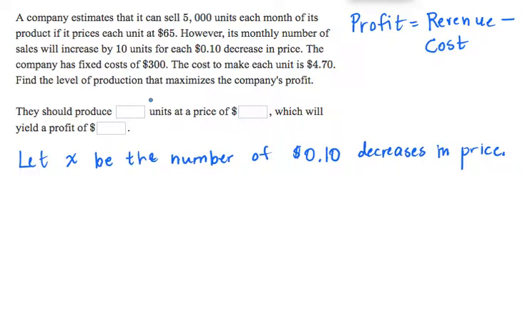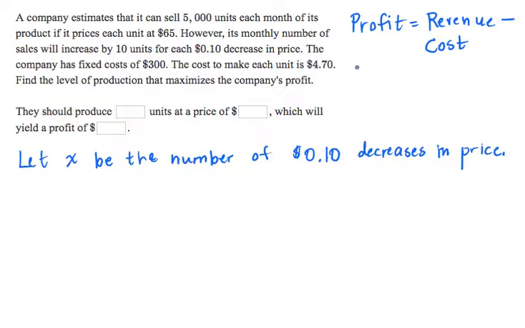So revenue, let's see. We know that when the price is $65, that's basically when x is 0, so we've had no decreases in the price from the $65. So when x is 0, we sell 5,000 units, and then if x goes up, we sell more units.